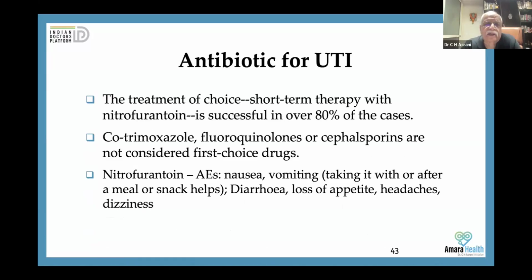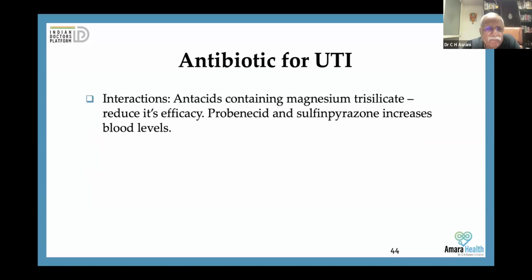Nitrofurantoin adverse effects are nausea, vomiting, but you can give it after breakfast and dinner, it works well. Diarrhea, loss of appetite, we have not seen much. Interactions: antacids containing magnesium trisilicate reduce its efficacy. So you don't give any digoxin or Gelusil. Probenecid we don't use nowadays, and sulfinpyrazone also we don't use nowadays.